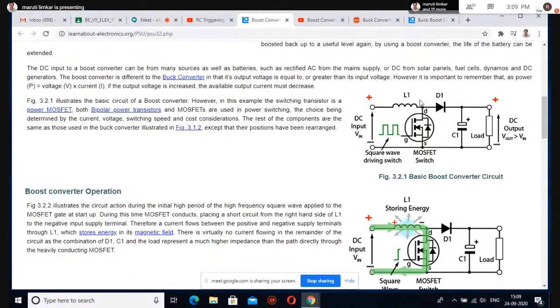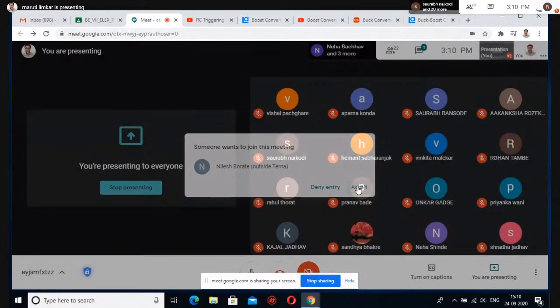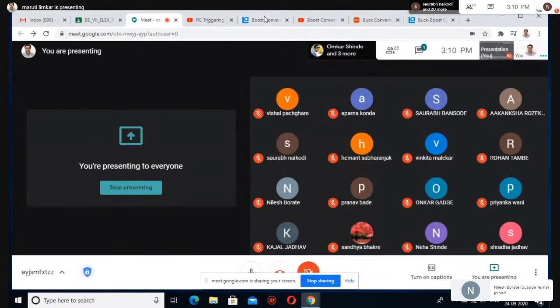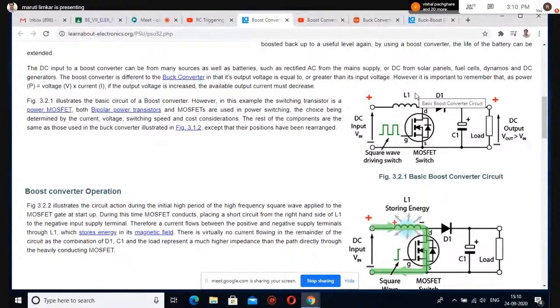Left hand side is positive, right hand side is negative. When the energy stored in the inductor is equal to the supply energy, or when the voltage induced at the inductor is equal to the supply voltage, and its polarity is such that left hand side is positive, right hand side is negative.